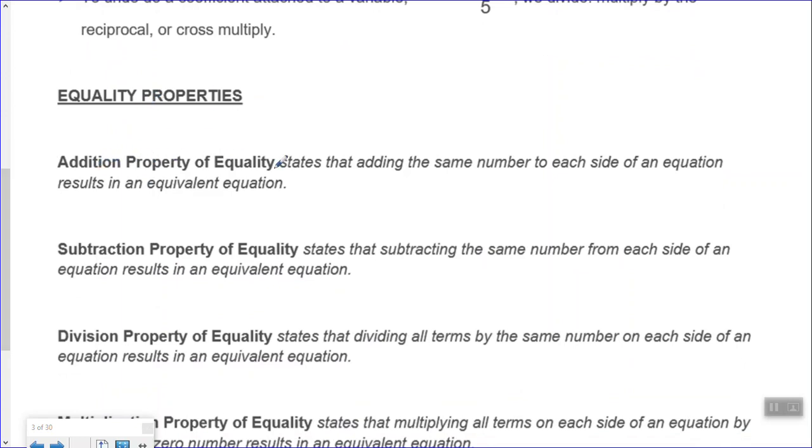Addition property of equality states that adding the same number to each side of an equation results in an equivalent equation. So example, if you have x minus 2 equals 3, you add 2 on both sides, right? Then x equals 5. It is still equal. You add the same number.